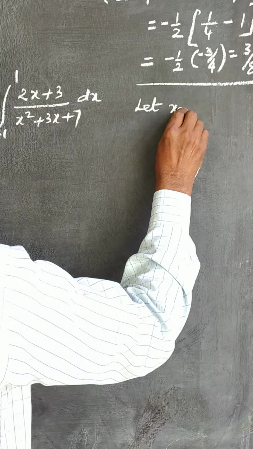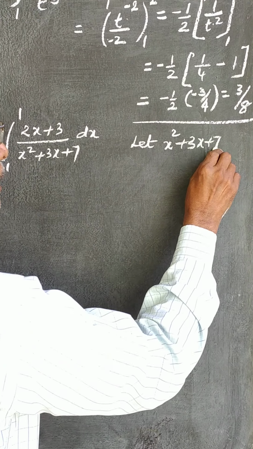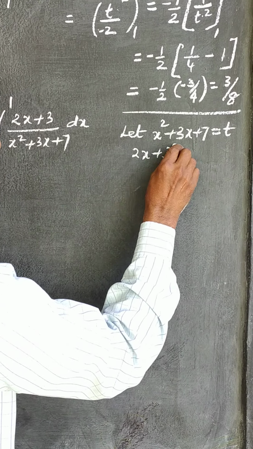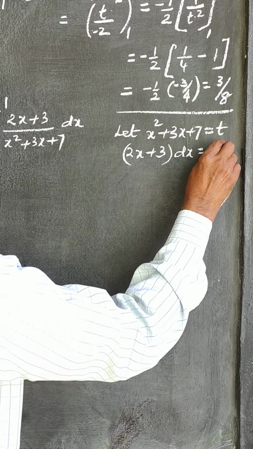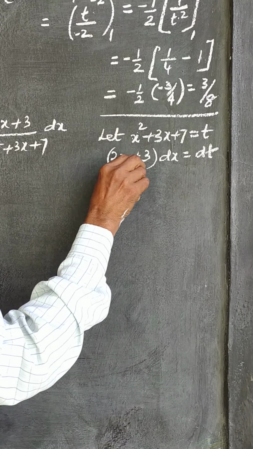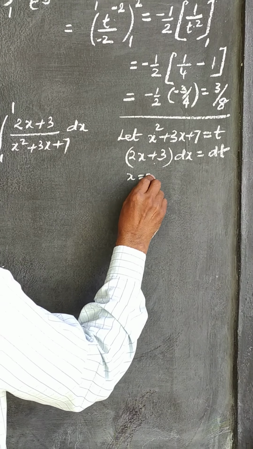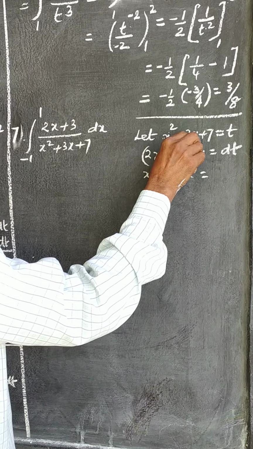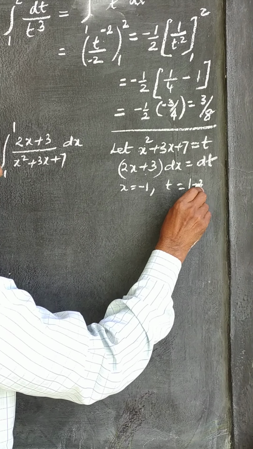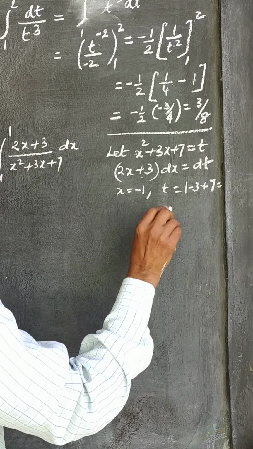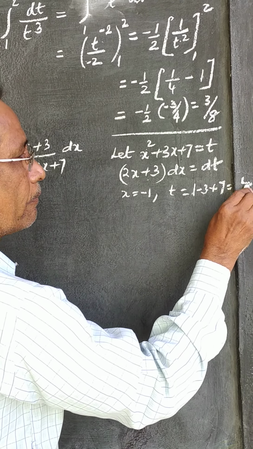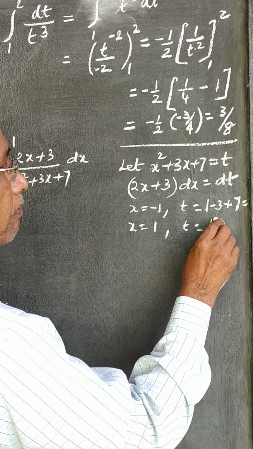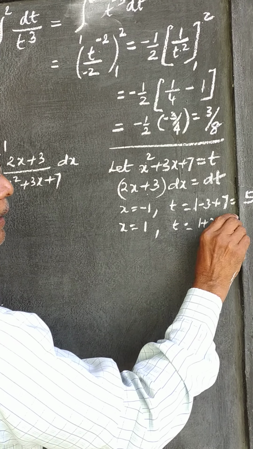Assume x square plus 3x plus 7 is equal to t. On differentiation, (2x plus 3) into dx is equal to dt. When x is equal to minus 1, t is equal to minus 1 whole square, which is 1, minus 3 plus 7, which is equal to 5 only. When x is equal to plus 1, you get t is equal to 1 plus 3 plus 7, you get 11.